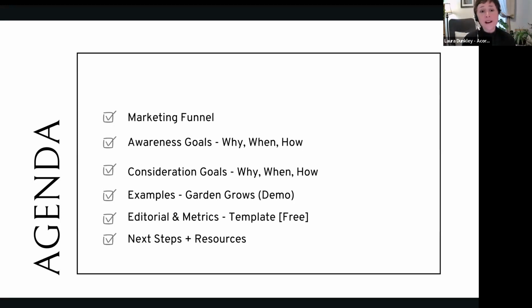And then we're going to revisit our demo company, Garden Grows, to showcase some examples of all of that. And then we're going to show you a free template, because tracking performance is important. There are so many different ways to do it, but there is a free spreadsheet out there if you are interested. And then I also have next steps, which is key for what we do with all this information, and then some resources that you will have access to as well.